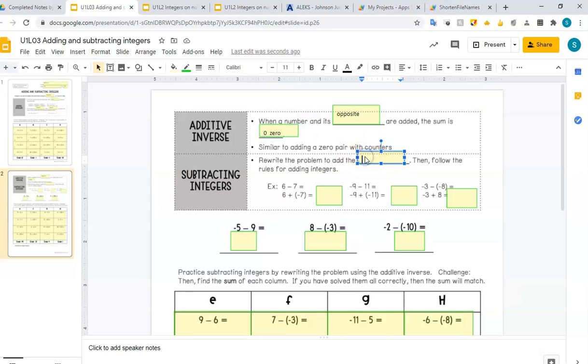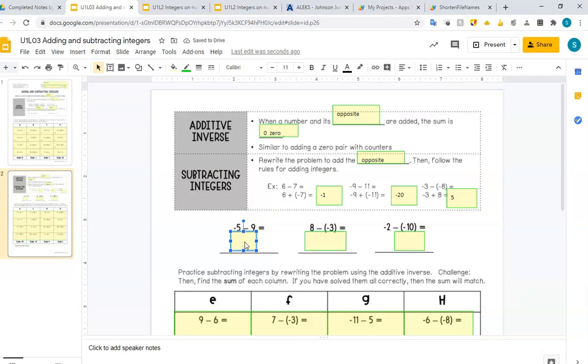Now, subtracting integers, we can always rewrite the problem to add the opposite. So remember that subtracting 5 is the same as adding a -5. So if we see a subtraction, we take this number and we're going to take its opposite. Now these two are opposite, so we subtract and we get -1. These two are the same, so we add them up and we get -20. These two are opposite, so we subtract and we get 5.